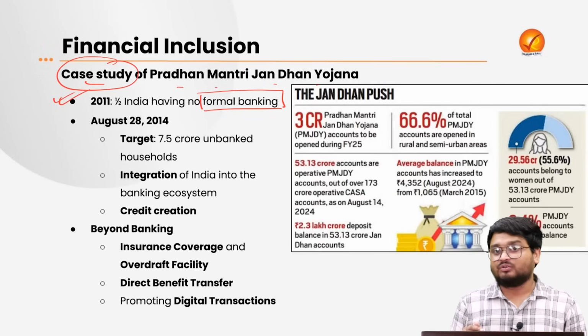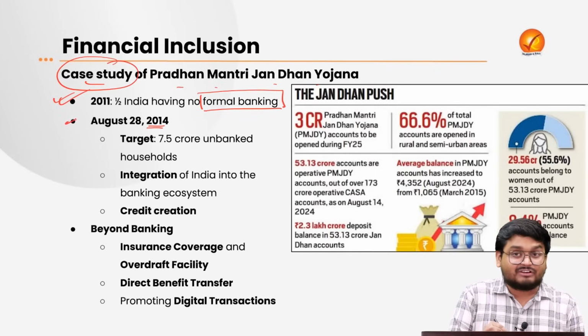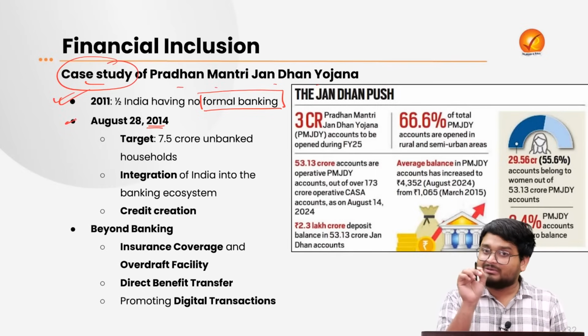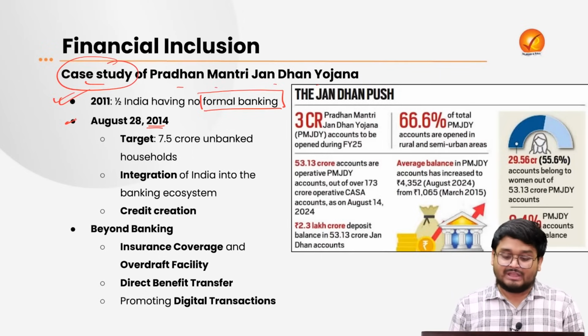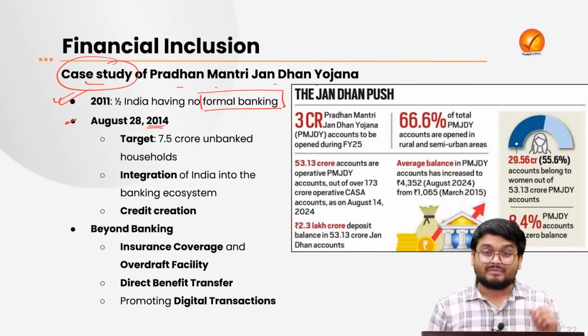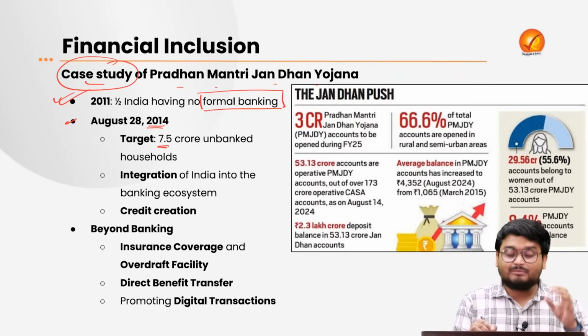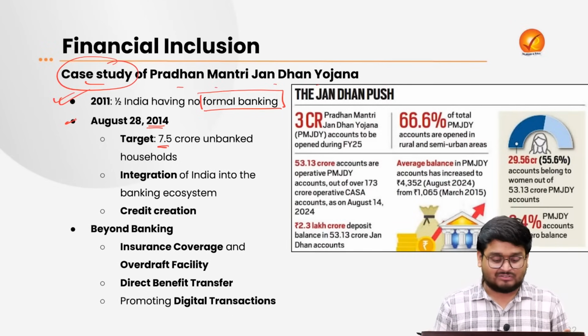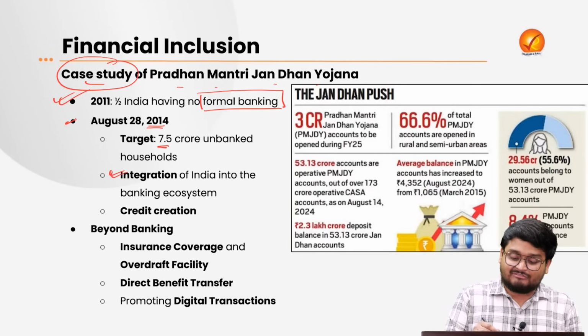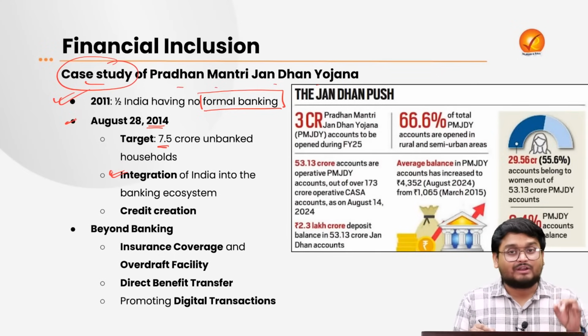So that is why in 2014, the government of India introduced a very important scheme. You all must have heard about it, I am very sure of it. This is the Pradhan Mantri Jan Dhan Yojana, with a target of getting 7.5 crore Indians included in the banking system. And this is a very important goal of integration into the banking system.